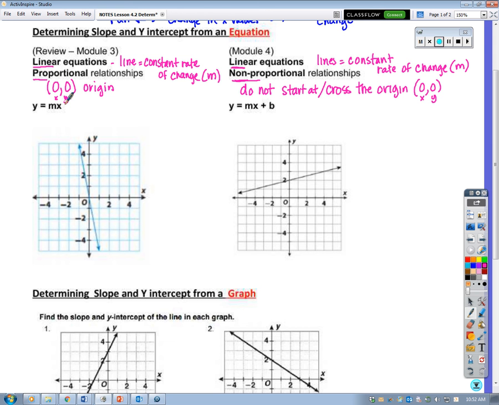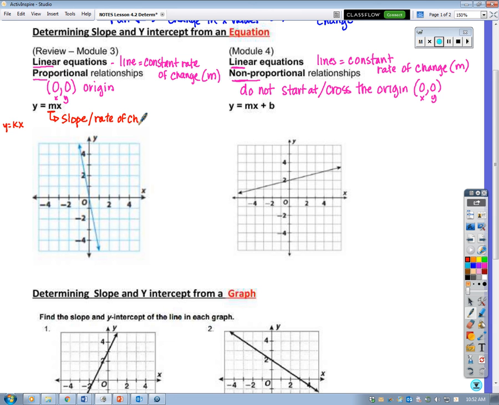Okay, so if we look at equations to try and determine slope and y-intercept, we can look at our slope form. This is what we were doing in module 3. Again, this is our review, where we have y equals mx. We also started this with y equals kx. K and m are the same thing. And in y equals mx, m represents slope, right, which is our rate of change.